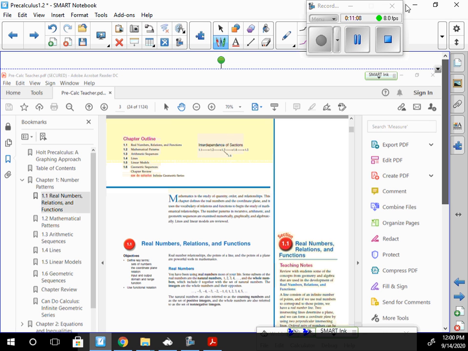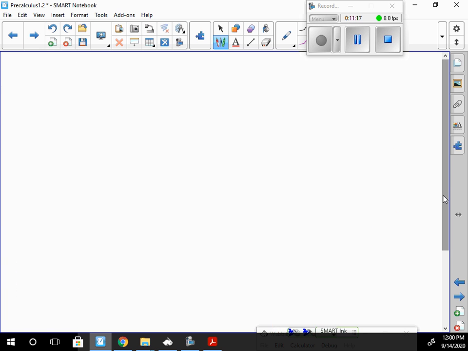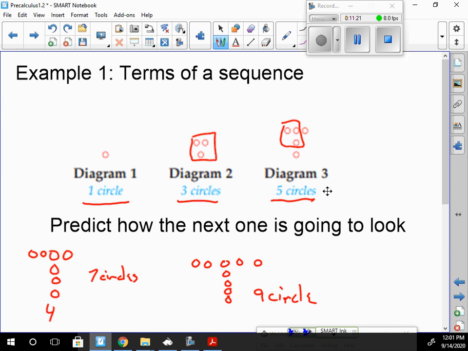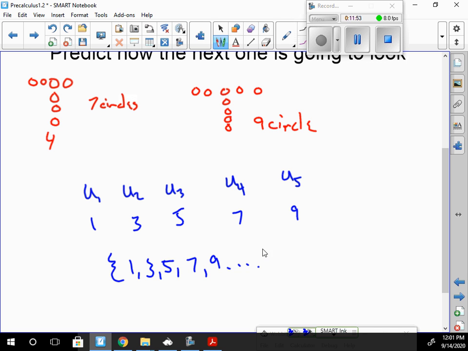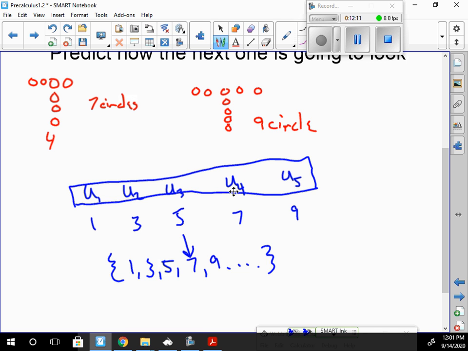If I list out the terms of my sequence, u sub 1 is 1. U sub 2 is 3. U sub 3 is 5. U sub 4 is 7. U sub 5 is 9. If I'm writing the sequence out, it's just 1, 3, 5, 7, 9, dot, dot, dot, showing that it can go on forever. The point of this being that I don't need to necessarily have the u subs. I can just know that the fourth term in the sequence is 7.